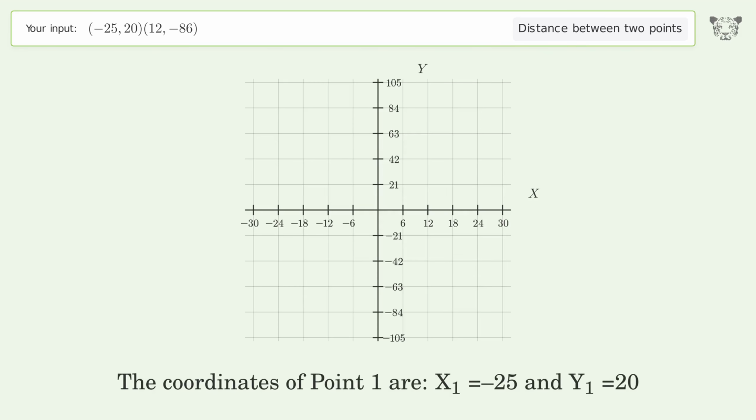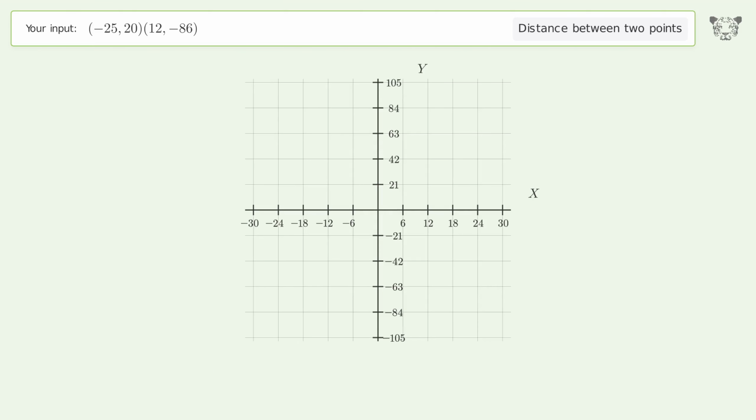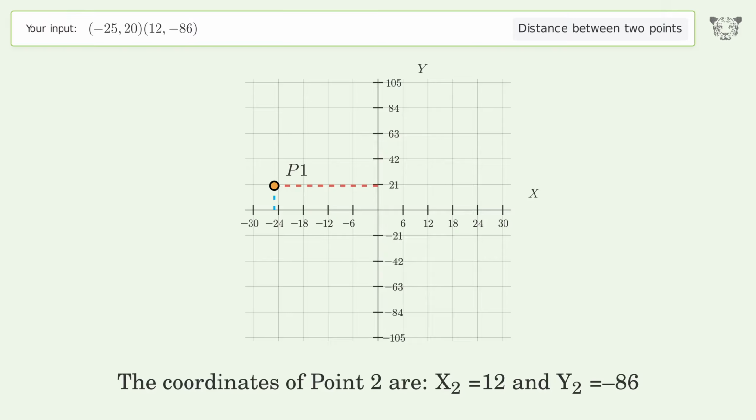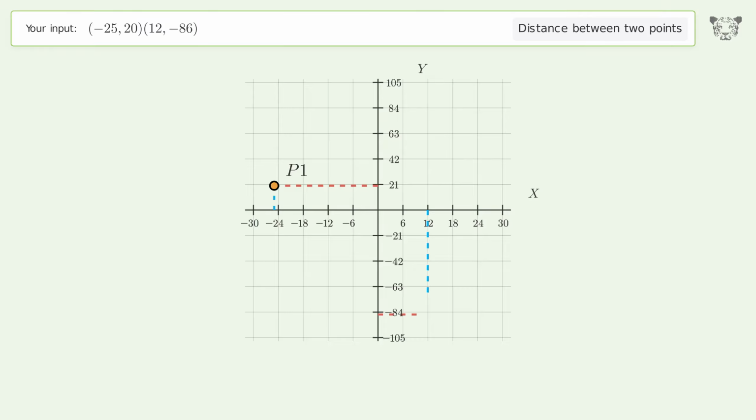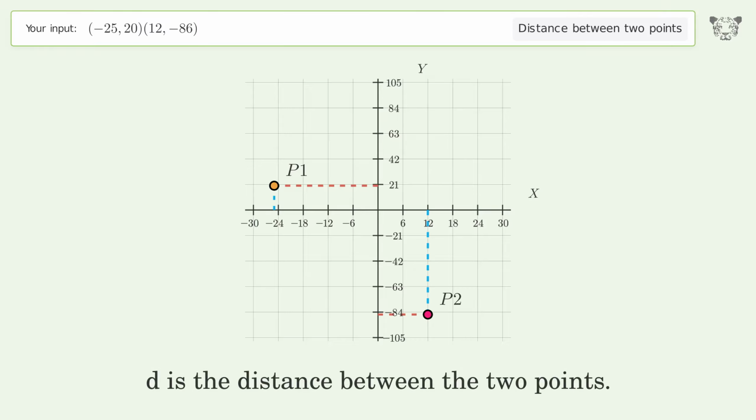The coordinates of point 1 are x1 equals -25 and y1 equals 20. The coordinates of point 2 are x2 equals 12 and y2 equals -86. D is the distance between the 2 points.